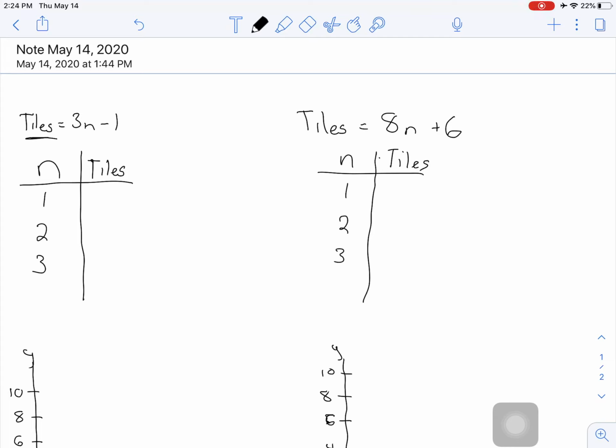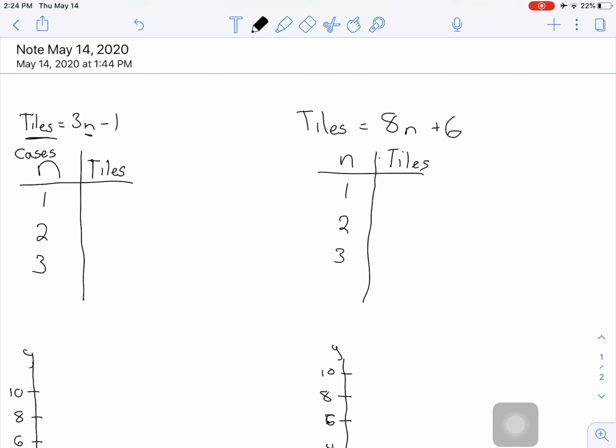So if we look here at this one, tiles equals 3n minus 1. Remember, n in this case could be any number, any case number. Again, n could represent case. I've been using cases, so let's talk about that. It could represent case, figure, or position, anything like that.